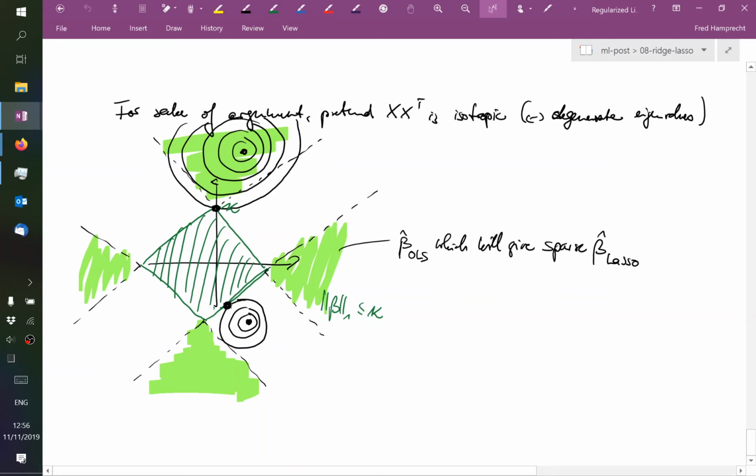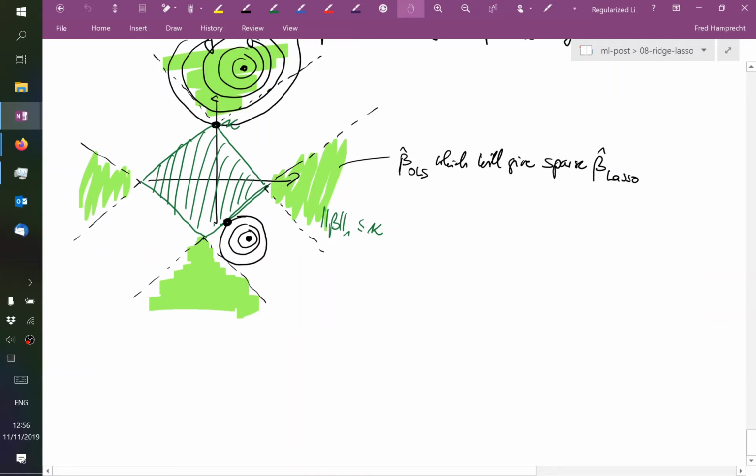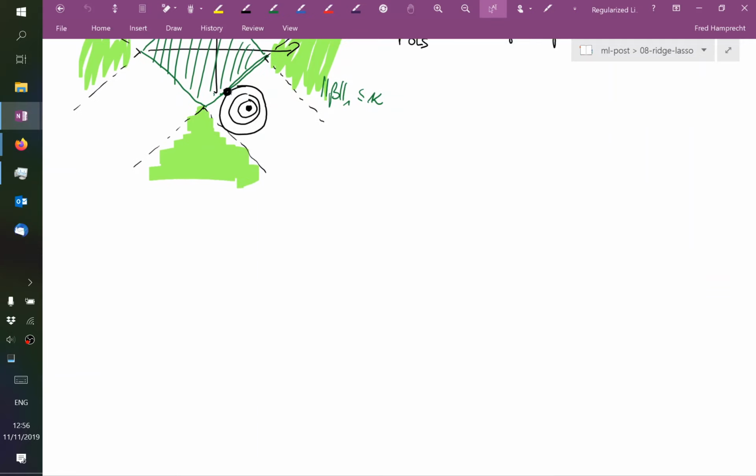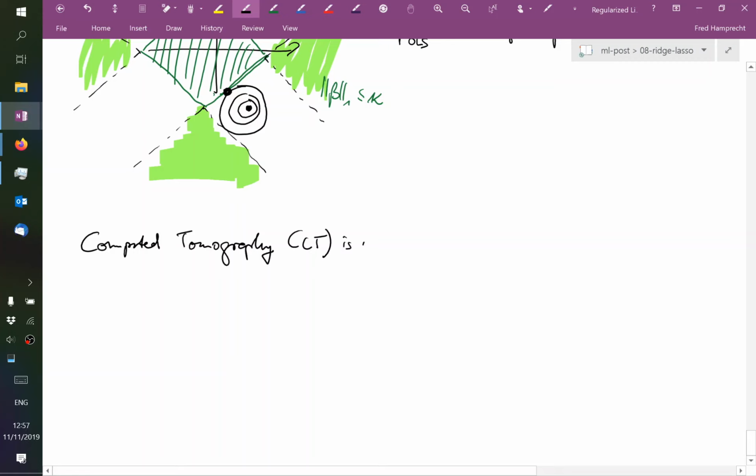Okay, I have one more thing that's both interesting and also you will need for the exercise. Namely, I want to show how computed tomography reconstruction is actually an example of linear regression. So computed tomography, CT, is an instance of linear regression.